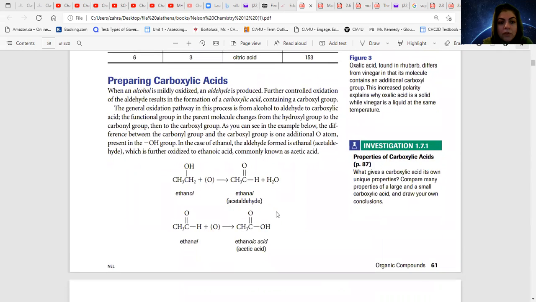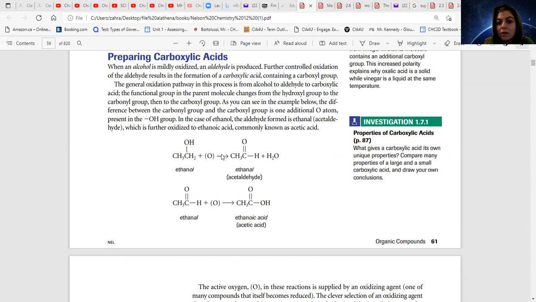Preparing carboxylic acids. If you have an alcohol and you oxidize it, it gives you an aldehyde. What is happening? The reaction of the ethanol with O means you're making more bonds with oxygen. Here is a single bond with oxygen, now you have a double bond with oxygen. So this H will get out, and H and some oxygen make water, H2O. Again, you react the product with oxygen, so you need to make more bonds with oxygen. That's why the oxygen comes and becomes OH here. Now this is oic acid, so it's ethanoic acid.